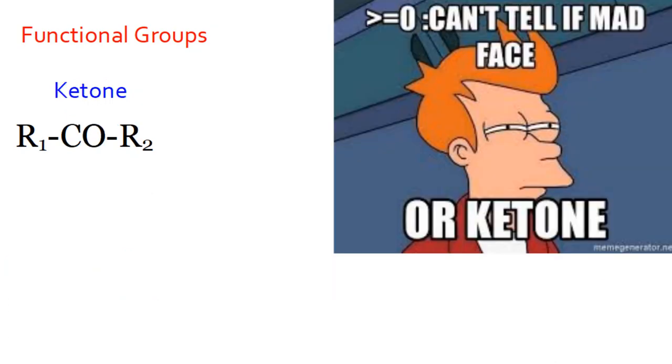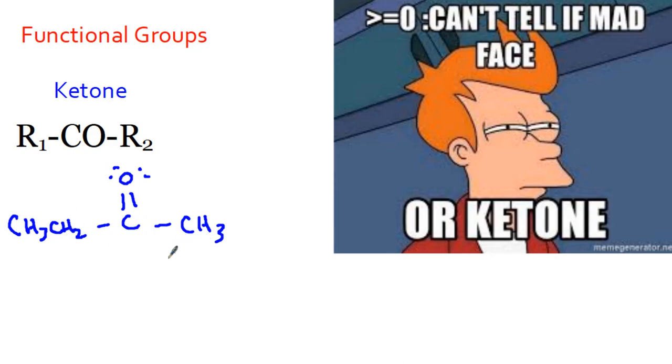Let's take a look at ketones. Ketones are very, very interesting. Ketones have one group of carbons on one side, one group of carbons on the other side. That's why we label it R1 and R2. So we have, let's say, CH3, CH2. Then we have CO. What does CO mean? It's C double bond O with a different group of carbons on the other side. And so that is called a ketone.